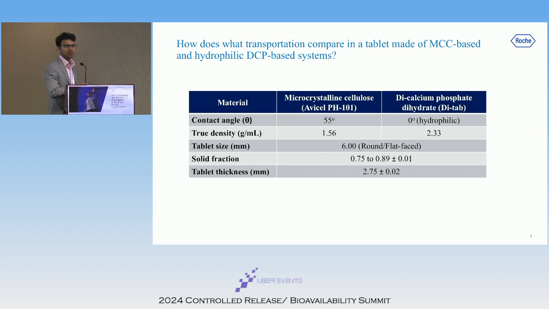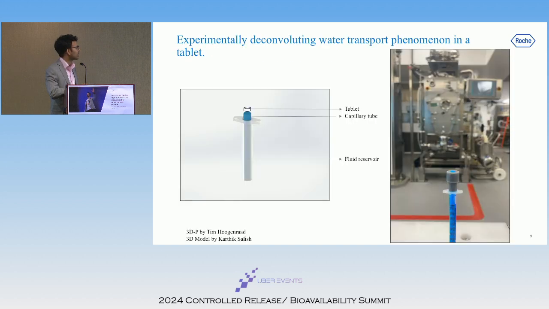The tablets were manufactured using a tabletop tablet press, and all the tablets were manufactured using 6 millimeter round flat face tooling at a given solid fraction. The thicknesses were kept constant so that we could compare the two, apples to apples. The thicknesses were kept constant by varying the tablet mass because the densities were a little different.